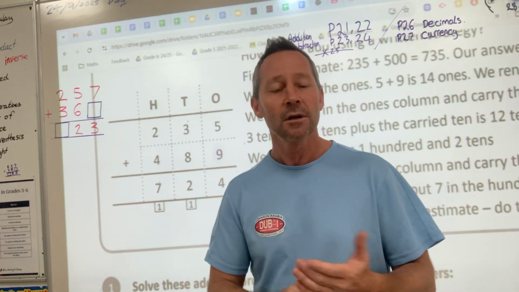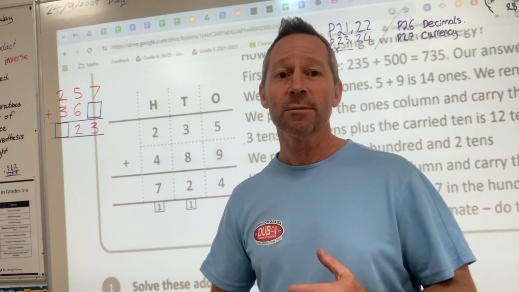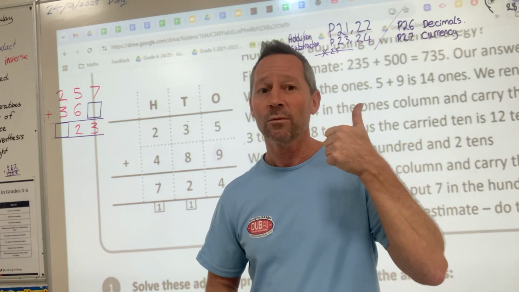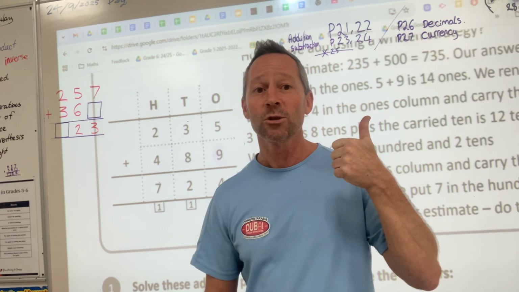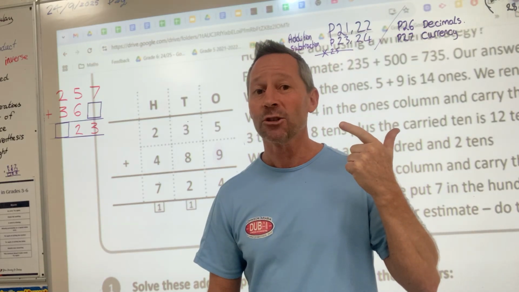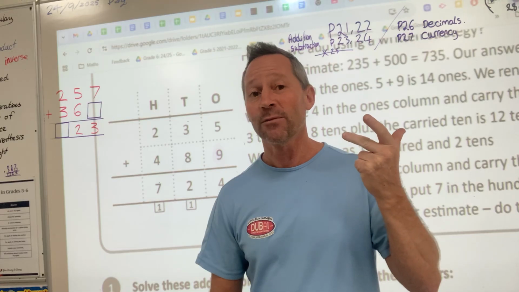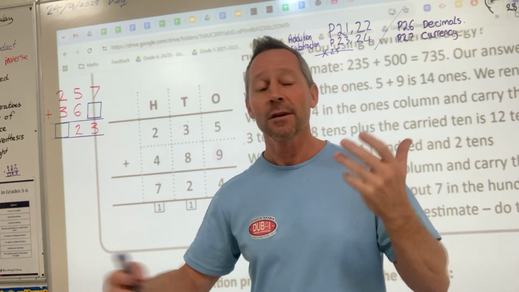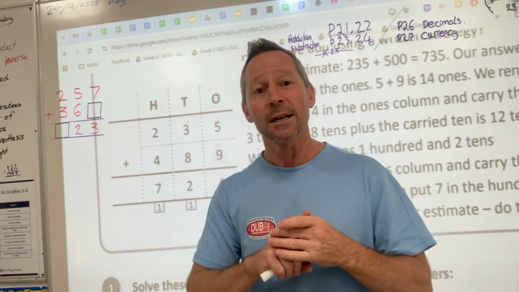Factors and multiples. We're looking at prime, composite, and square numbers. So square numbers, 1 times 1 is 1. 1's the first square number. 2 times 2 is 4. 4 is the second square number. 3 times 3 is 9. The fifth square number is basically 5 times 5, 25. Square numbers.